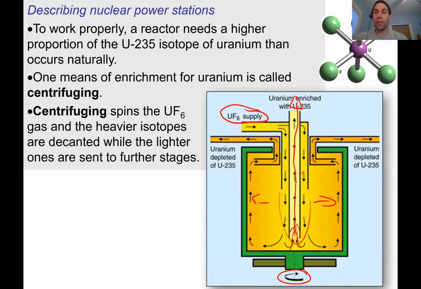Because you have to do this a lot. Just one stage of centrifuging is not going to work. I don't know the exact number, but I know it's in the tens or even hundreds of centrifuges that you need in order to enrich the uranium enough so that you can get something that can serve as fuel in a nuclear reactor. And if you want to make a nuclear weapon, you have to do this even further, okay? You have to do it to an even greater degree. Okay, so that's centrifuging, and that is one thing that I expect and IB expects you to know, just a general idea of how the uranium can be enriched.